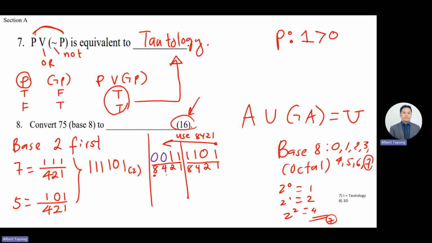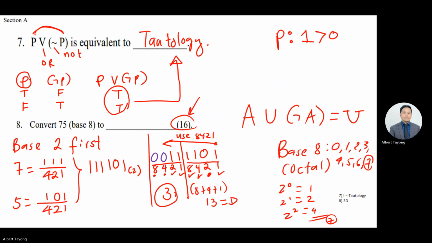So we are not going to count this. We're going to count only 2 and 1. That is 3. 2 plus 1 equals 3. Here we're going to count 8, 4, and 1. We will not be including 2 because it has 0 above. So we have 8 plus 4 plus 1 equals 13, or D.